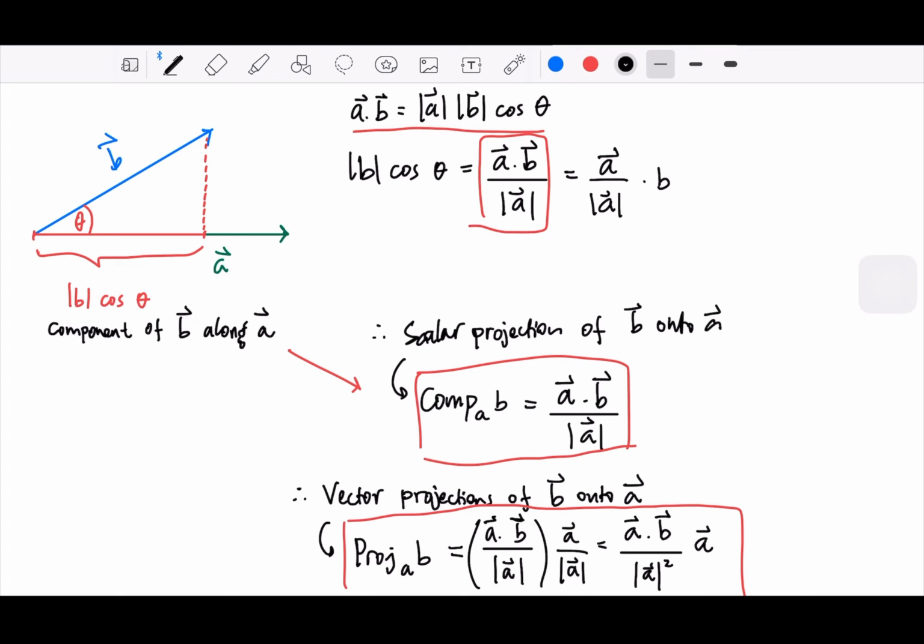Okay, and that's all about the dot product. I think you learned vectors the very first time in high school or junior high school? High school. High school.